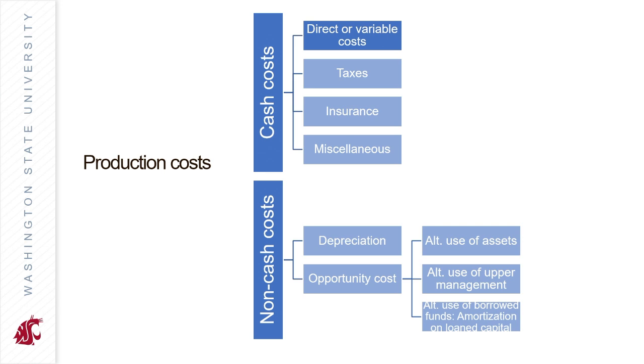Insurance is also there. And then there are two types of insurance. The crop insurance, which depends on the volume of the production, but then the other type of insurance that does not depend on the volume of the production, and then miscellaneous costs. So those are the cash costs.